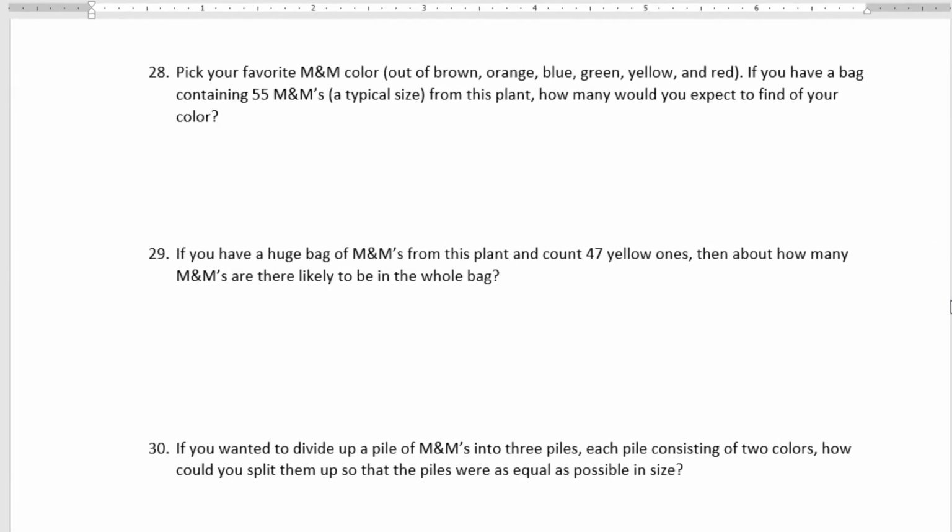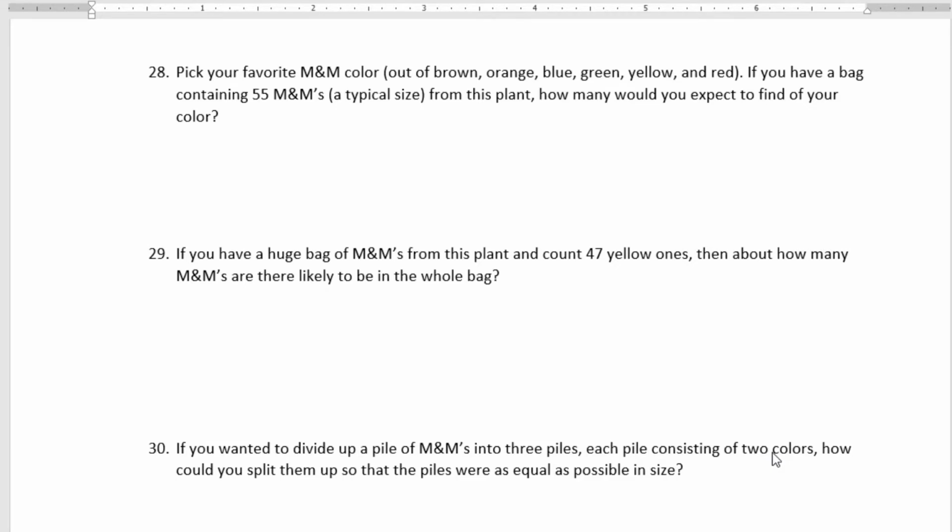All right, this one I'm going to move back to the computer because I think it's actually going to be easier to do this not with a chalkboard. Check out number 30. If you want to divide a pile of M&Ms up into 3 piles, each pile consisting of 2 colors, how could you split them up so that the piles were as equal as possible in size?